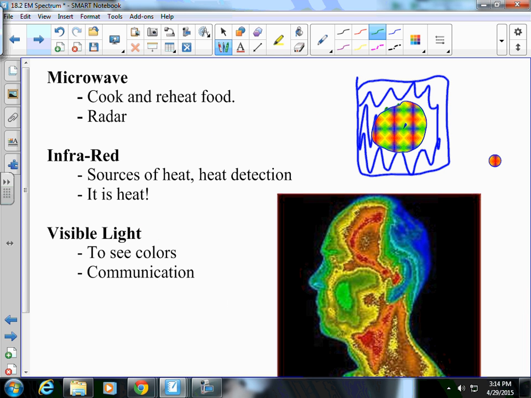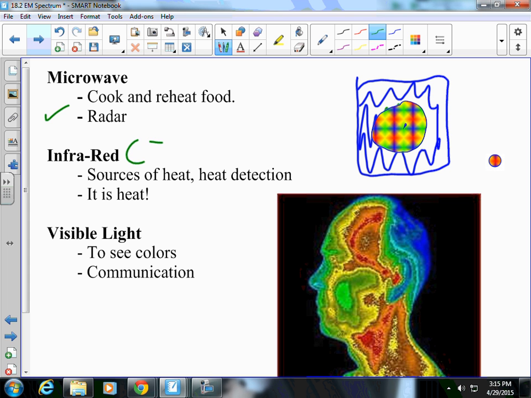All right, next up, the three that come after radio waves. We have microwaves, infrared, and visible light. Microwaves, what do we use microwaves for? Very common sense usage. We usually heat food. Microwaves are also used for radar. How does a microwave work? Essentially it excites the water molecules in the food, therefore heating them up, therefore making your food warm. So that's how microwaves work.